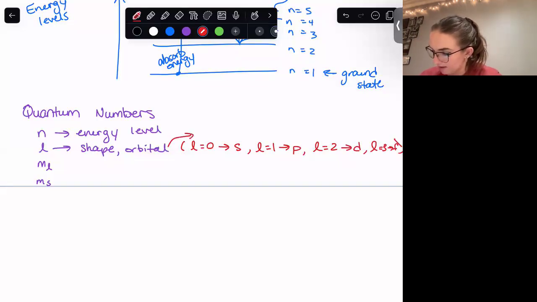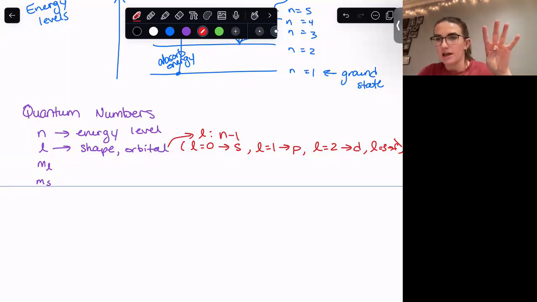Someone does have this correct. l must be n minus 1. So if you're in the first energy level, then the only option for l that you have is 0. If you're in the fourth energy level, when n is equal to 4, l can be 3, 2, 1, or 0, right? Anything up to n minus 1.